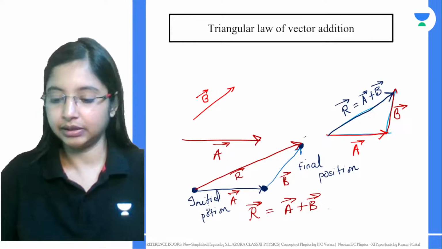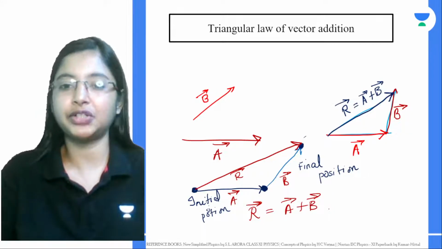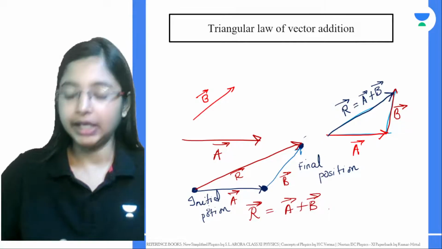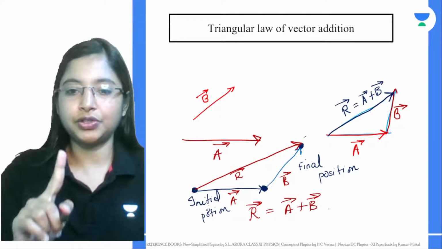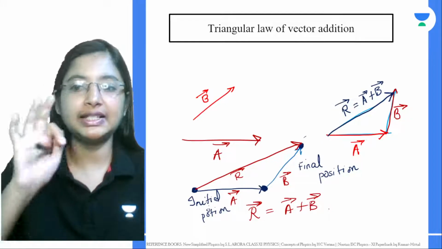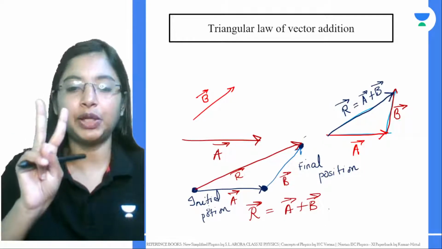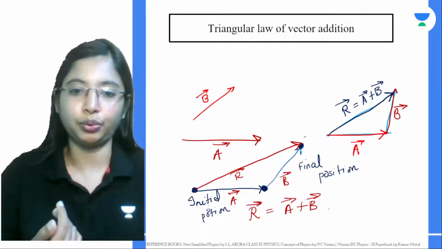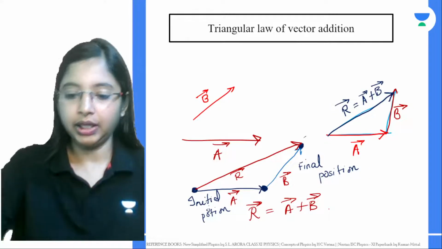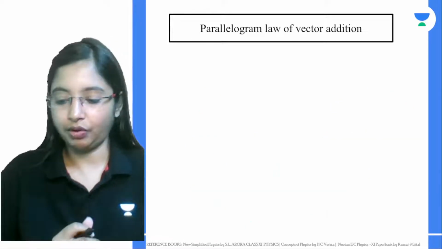So if you have any doubts with the triangular law of vector addition, just ask me in the chat box. Now, this you can add only up to two vectors. Remember, a triangle has three sides, right? So when you're talking about the triangular law of vector addition, you can add only up to two vectors. Now, what would be the parallelogram law of vector addition?